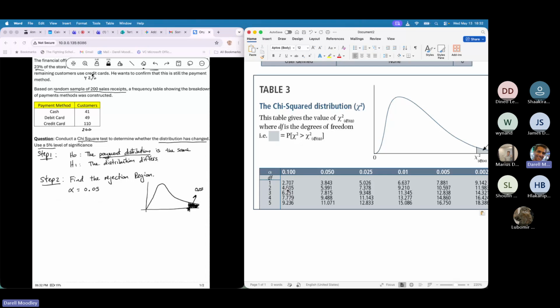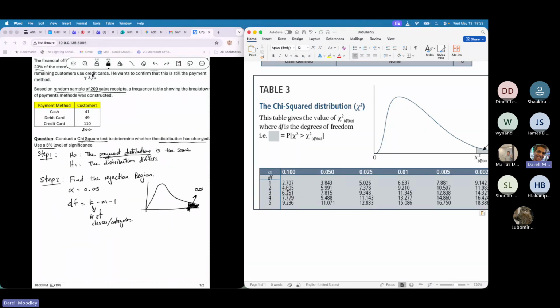For the goodness of fit test, your degrees of freedom are calculated using this formula. You do have to memorize it, unfortunately. I'm sorry about that, but you've got to memorize this. So your df, your degrees of freedom, is equal to k minus m minus 1. And I'll explain what each of these symbols are. k is the number of classes or categories, same thing.